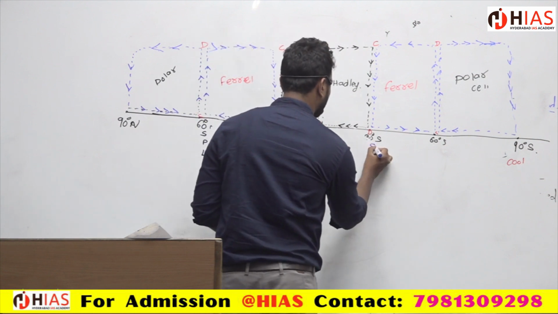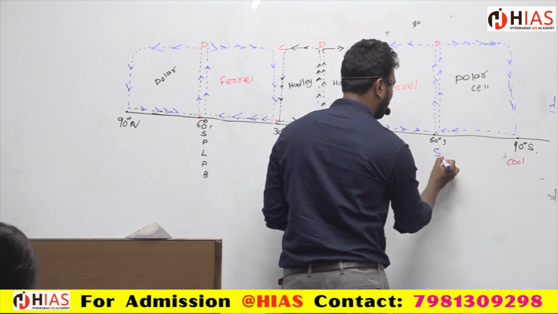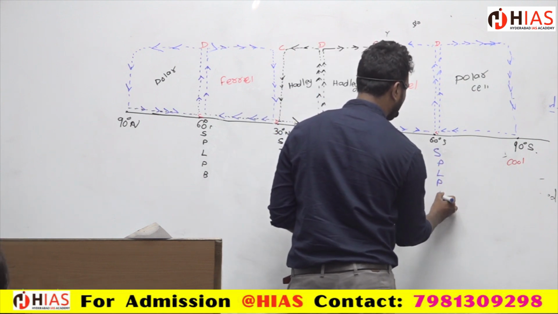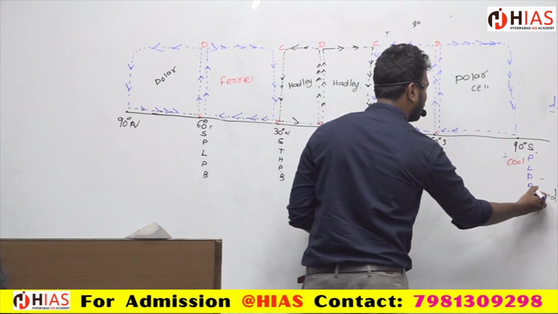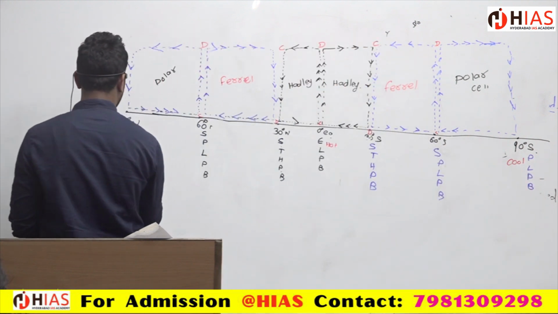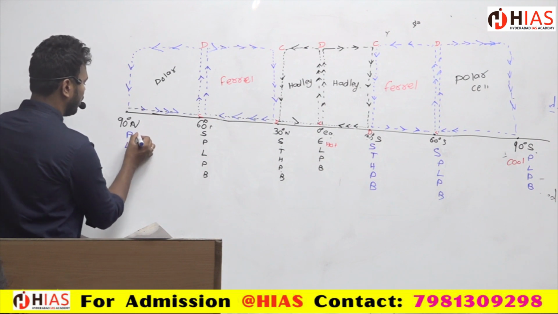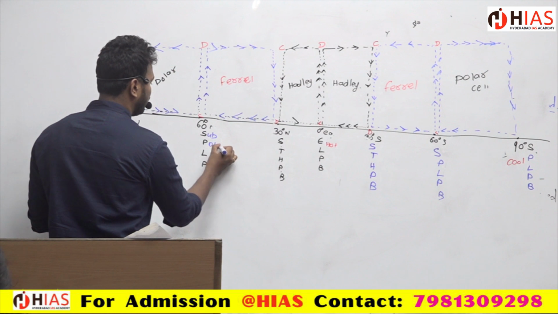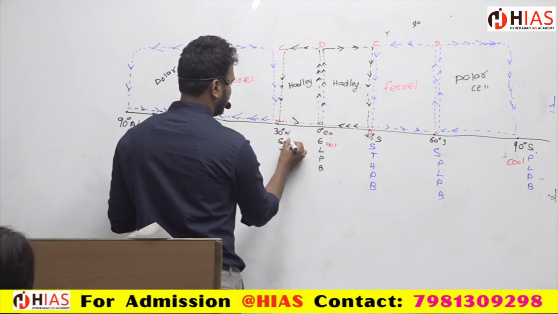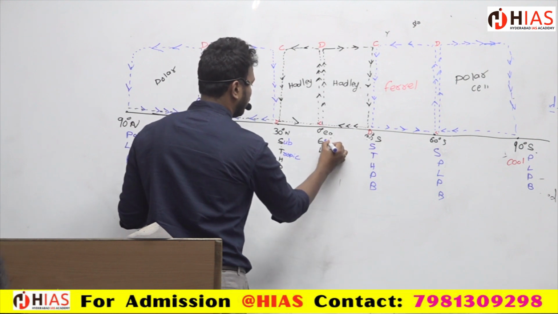This is subtropic high pressure belt, subpolar low pressure belt, polar low pressure belt. This is also polar low pressure belt. Subpolar low pressure belt. Subtropic high pressure belt. Equatorial.